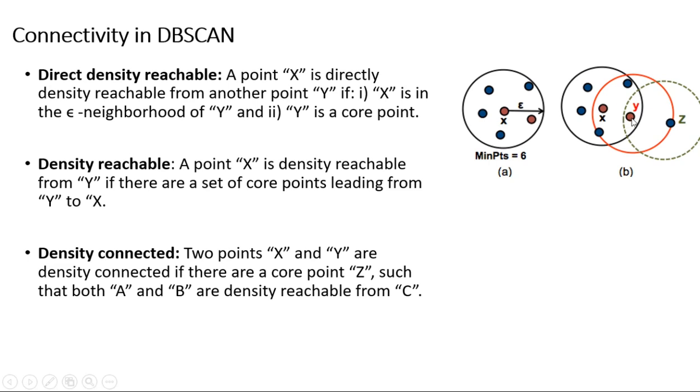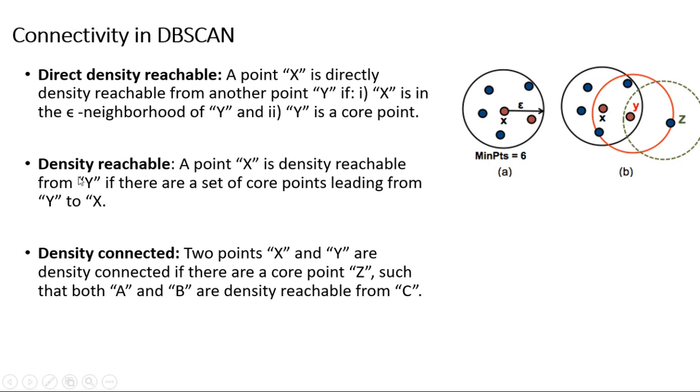If X is directly reachable to Y, then I say it is direct density reachable, or I say that X is in the epsilon neighborhood of Y. So definitely, in this diagram, X is directly reachable to Y, it is in the neighborhood of Y. X is in the neighborhood of Y. Or I can say Y or X is a core point.